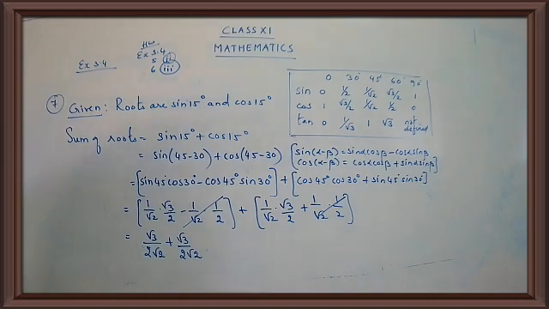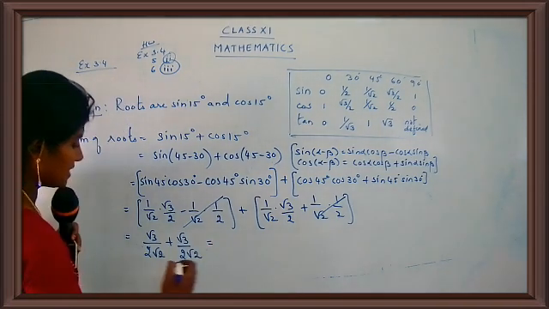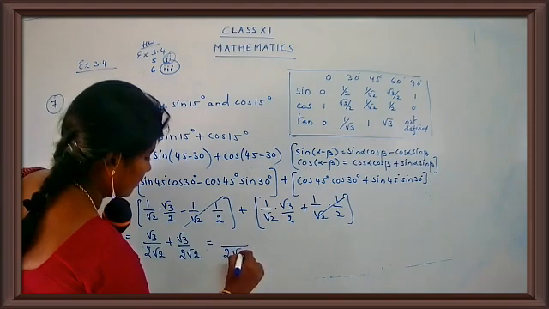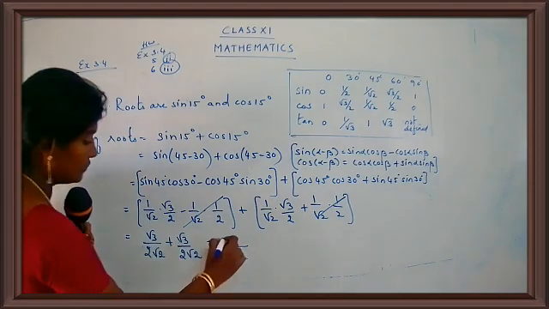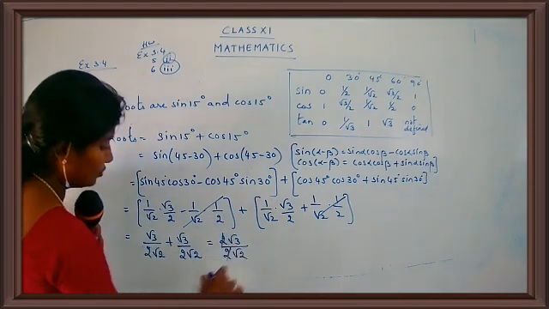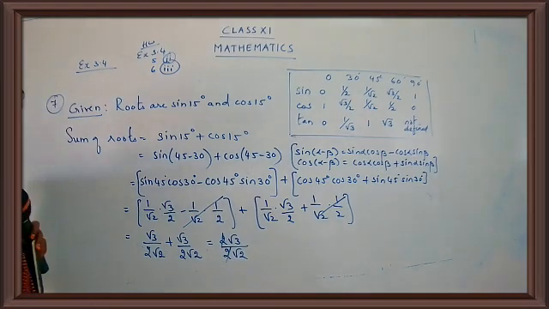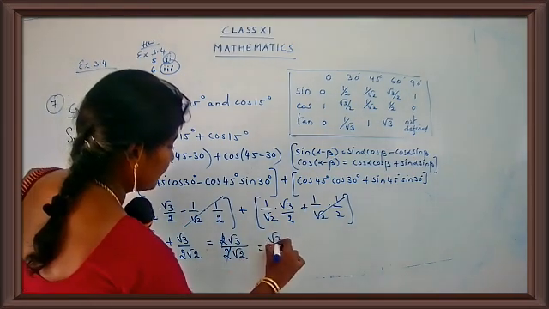So what is left? Root 3 by 2 root 2 plus root 3 by 2 root 2. So I'm just going to add it. The denominators are same, so I'm going to keep the denominator together. Root 3 plus root 3 gives you 2 root 3. So 2 gets cancelled. What is left here? Root 3 by root 2.